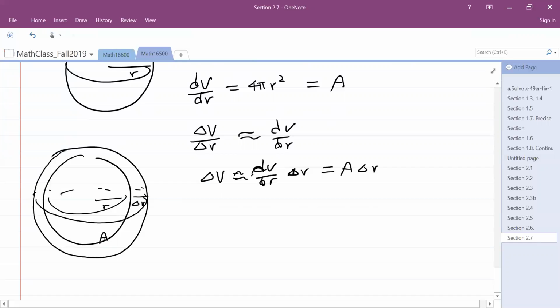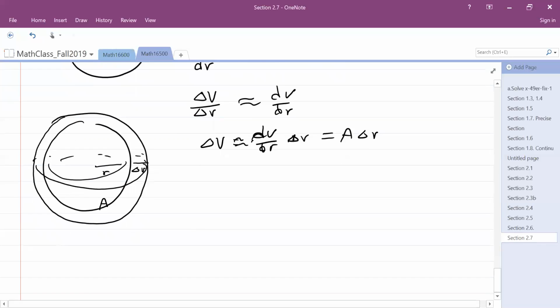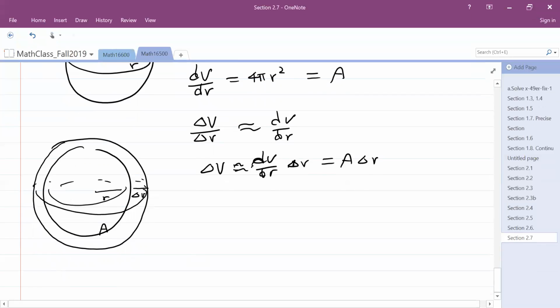If you are able to open the sphere and make it flat, then A times delta R is just the volume of the box, the base times the height. The surface area times delta R gives the volume of that region.